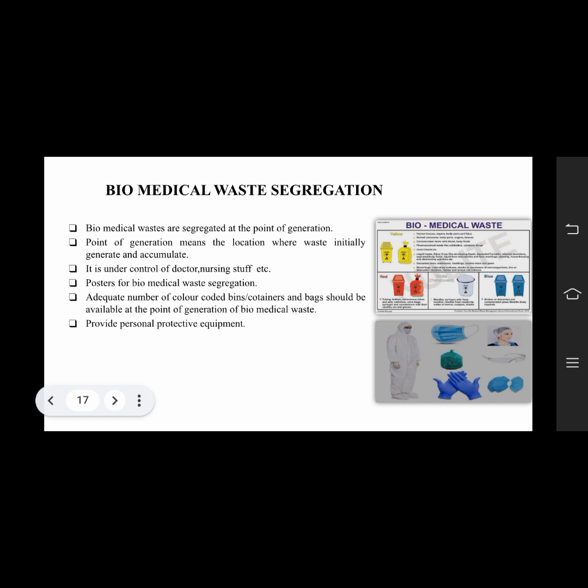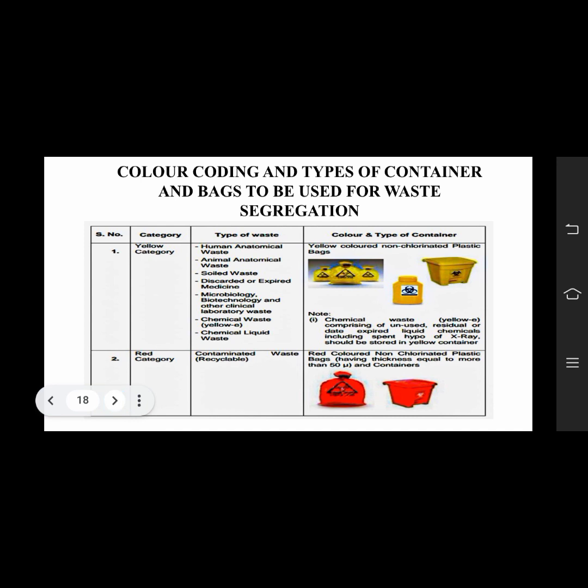which can be disposed of, which is of no use and very infectious, in the red bin. Then in the white we have all the sharps, and in the blue we have all the broken glasses and all. These are the color codings which I have talked about.